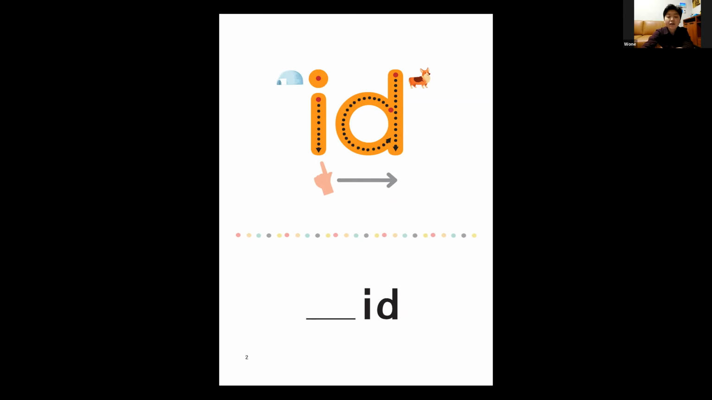What if I gave you the letter L here? What sound is the letter L? L, id. Put it together, it's going to be lid, lid. One more, I'm going to give you the letter B. What sound does the letter B make? B, id. Put it together, bid, bid.